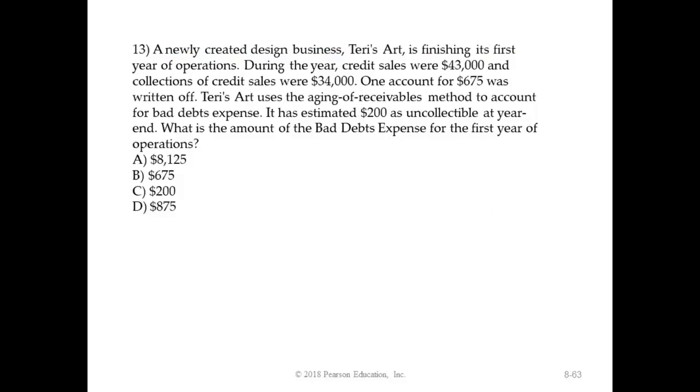Let's go to the answer on this one. Now, bad debt expense for this year, we've got it estimated at $200 of uncollectible, plus you've written off $675. So in this case here, the amount of bad debt expense is going to be $875. This one's D.